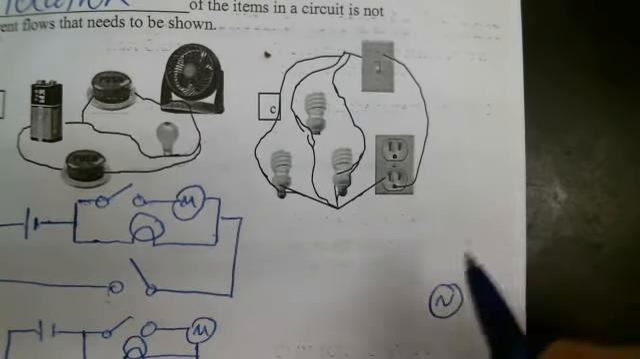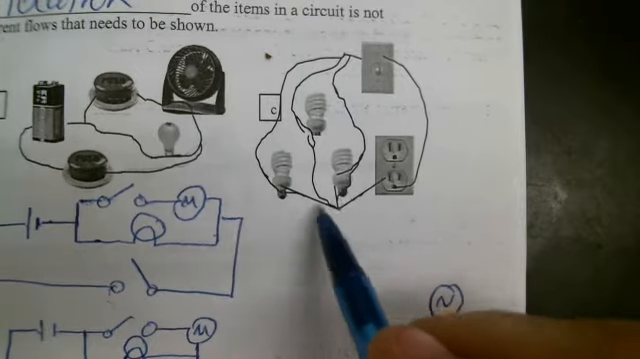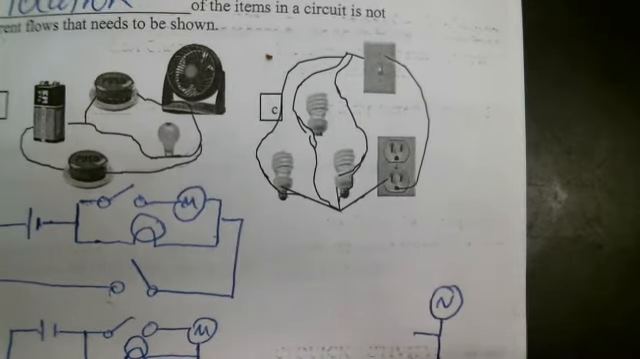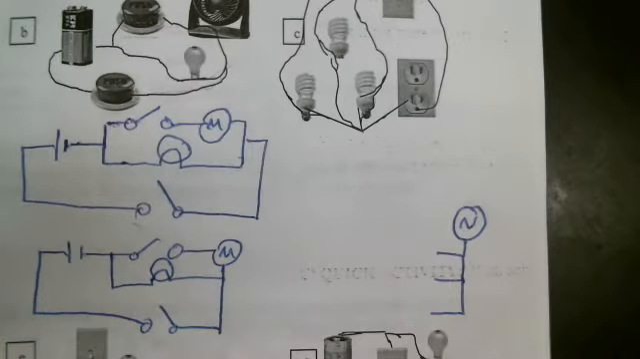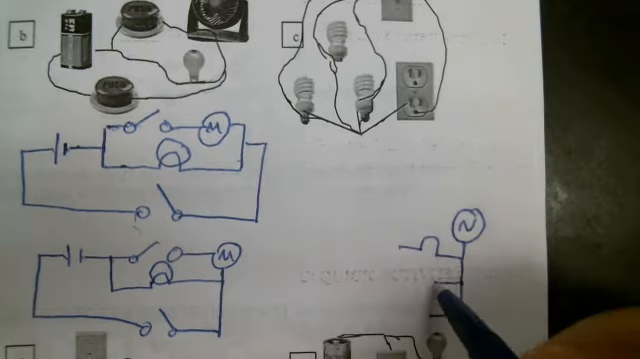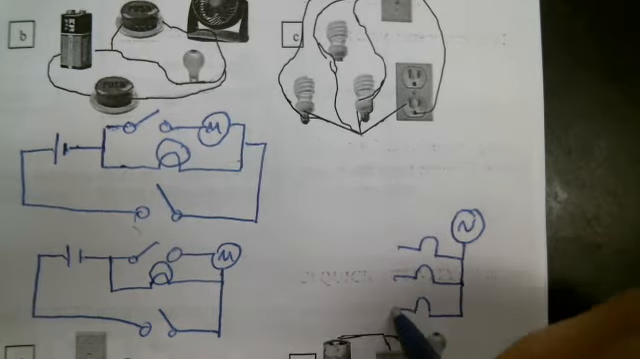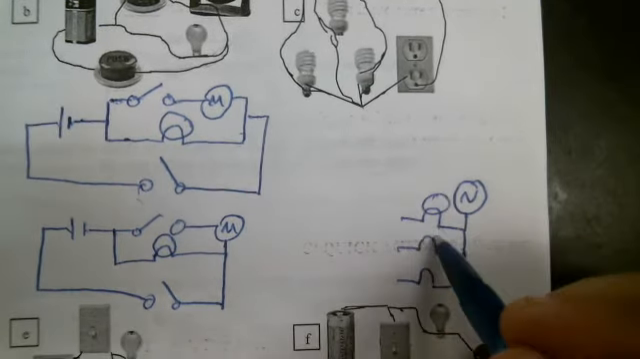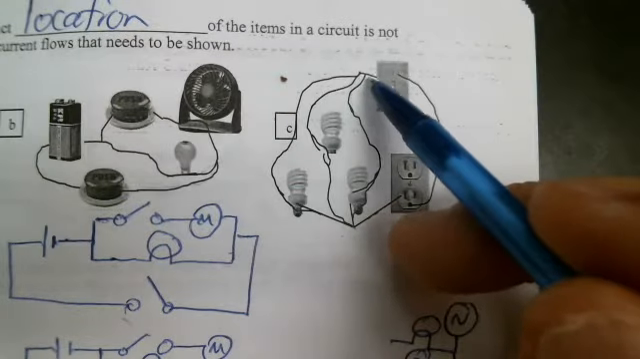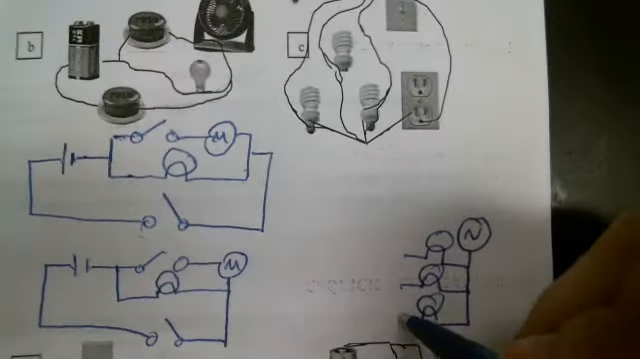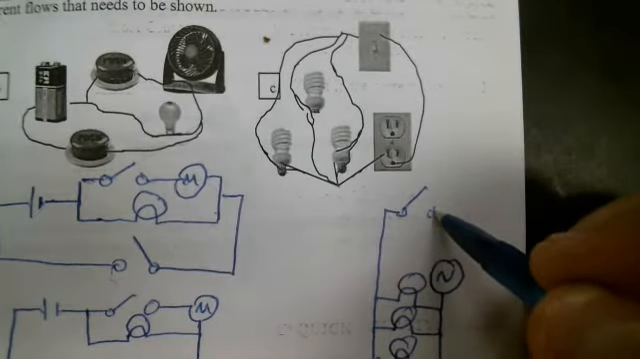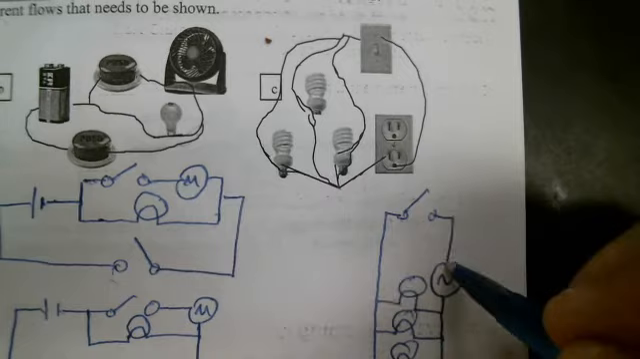Okay, here I like to start off with the power supply, which in this case is the AC. And it comes out and we have 3 branches. 1, 2, 3. Each branch has its own light bulb. And then after the light bulbs, it rejoins to a switch. And after the switch, it goes back to the power supply.